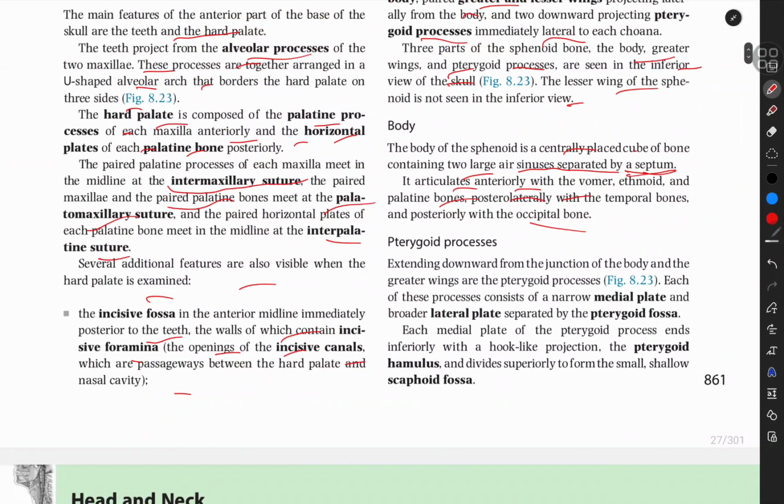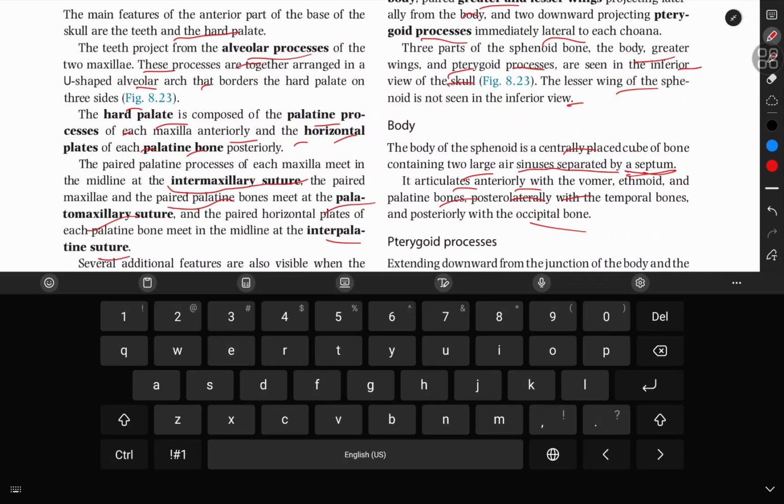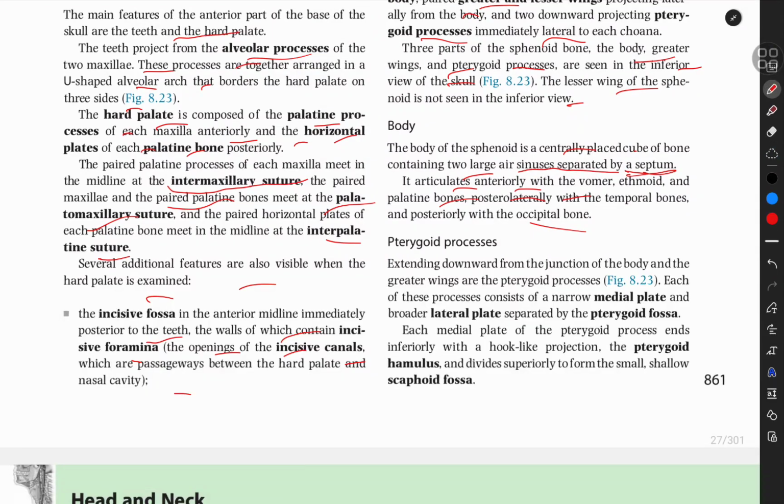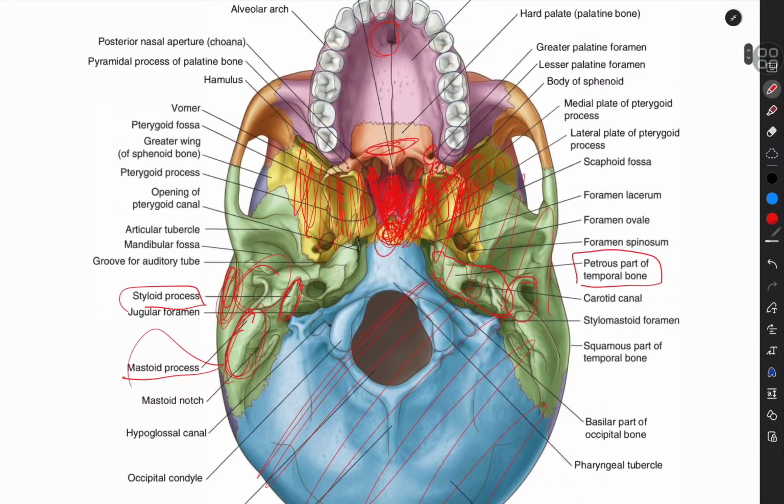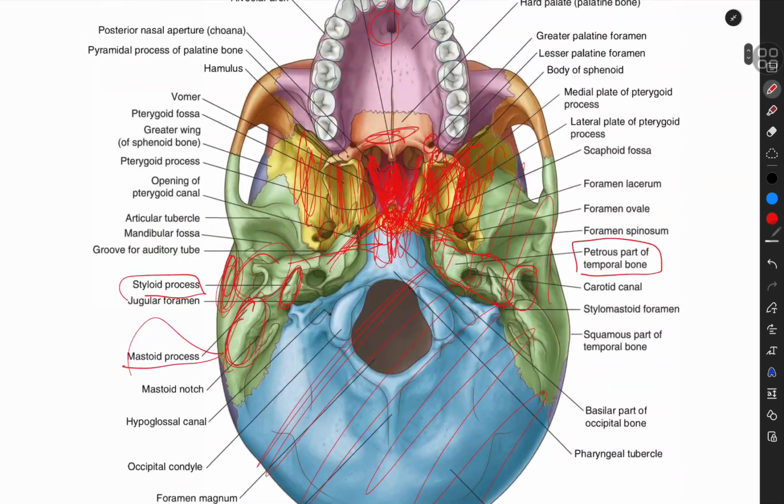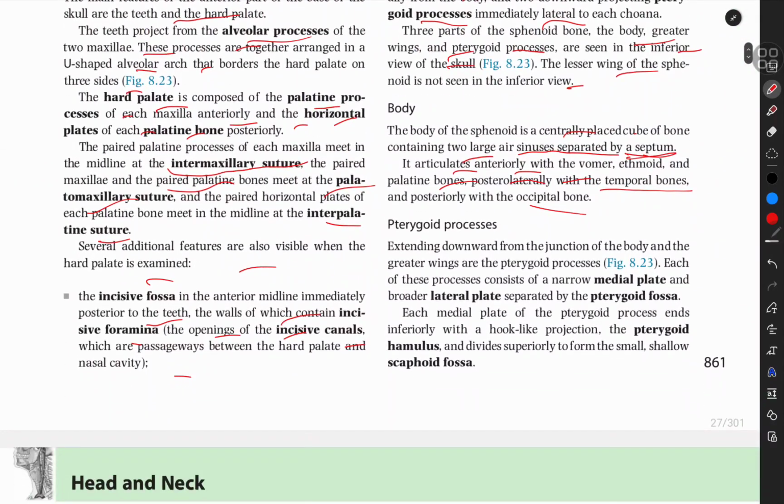Posterolaterally, here, with the temporal bones, and posteriorly with the occipital bone.